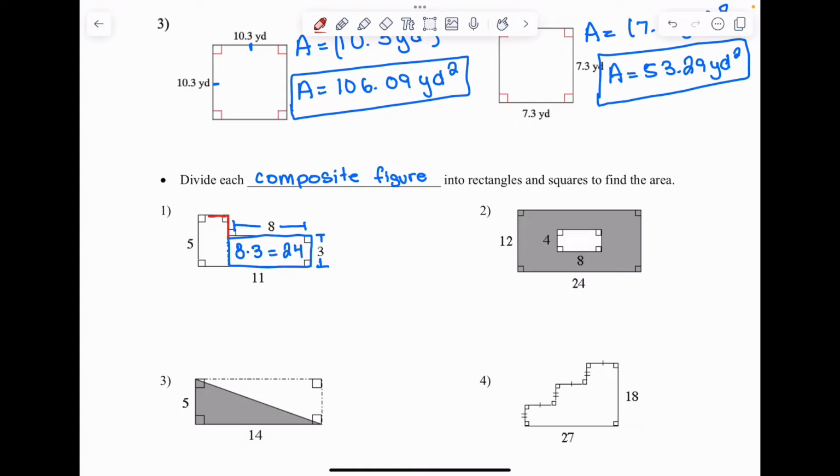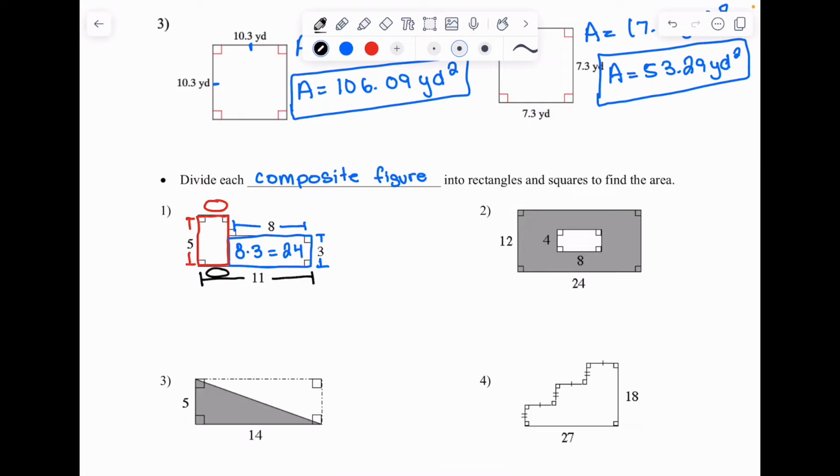And then I need to find the area of this red rectangle. And I know the length is 5, but I need to figure out the width. And please be careful. Notice how 11 is the width of this entire side. All I want is this little section. And I know that the majority of that side is 8 units. So all I have to do is subtract 8 from 11 to find out how much is left over. So 11 minus 8 is going to give me 3. And so to find the area of that red rectangle, I just have to multiply 5 times 3, which would be 15.